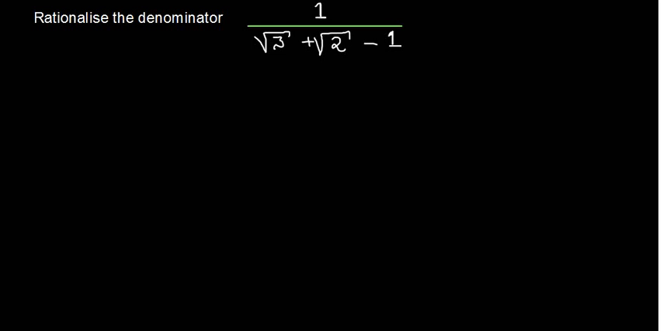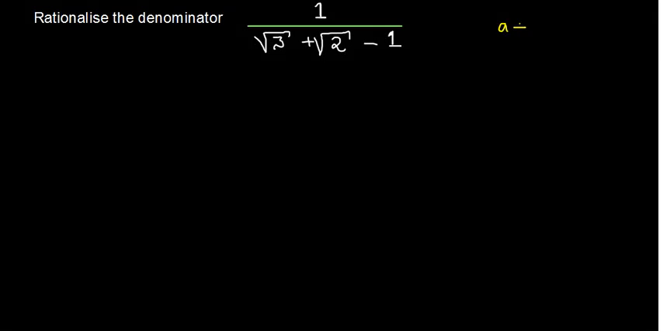Rationalize the denominator. 1 divided by square root of 3 plus square root of 2 minus 1. Well, we know that mostly when we get to rationalize the denominator of something, it should be in the form a plus at least square root of b, or maybe square root of b plus square root of c. Like you have got only two terms in the denominator. Now, what if you've got three?